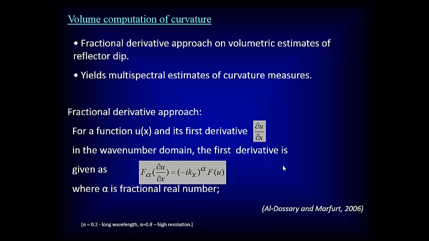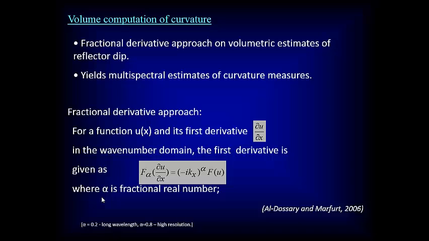Now, the volume computation of curvature is of course possible, and that work has been done by Al-Dossary and Marfurt, published in Geophysics in 2006. And the equation that they make use of is shown here. But the important thing to note is they also introduce a fractional index alpha in their computation. What this does is it allows them to compute curvature with different levels of detail. A smaller value of alpha gives rise to what we call the long wavelength measure of curvature, and a higher value of alpha gives rise to a higher detailed or high resolution measure of curvature.